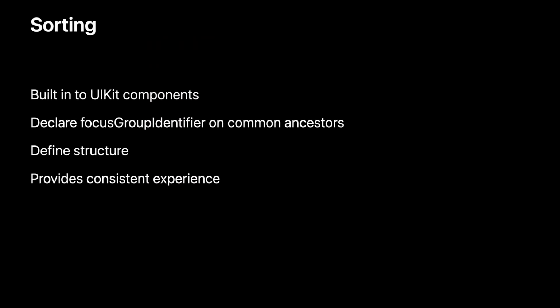Many standard UIKit presentations already provide these intermediate groups. For custom container views, declare your own focus group identifier on common ancestors. Focus groups are an easy way to define the visual structure of your app. You don't have to define a fixed order for your tab loop. Instead, the system uses focus groups to derive a tab loop order that takes into account reading direction, layout, and visibility to provide a consistent experience.